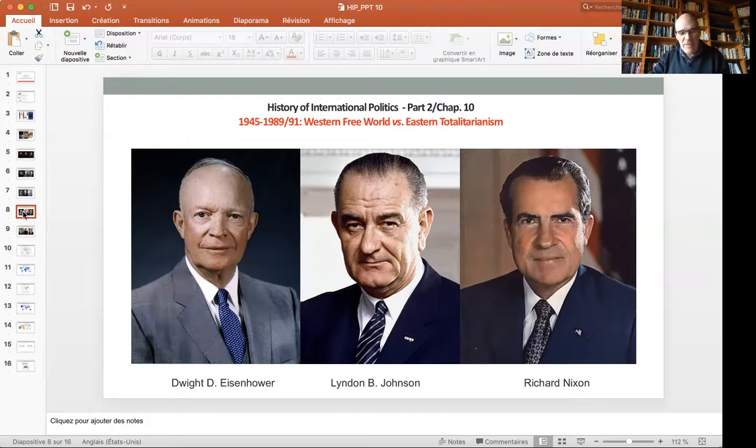And this doctrine was then applied in Vietnam. Vietnam had been a French colony. The French were defeated in 1954. The regime that came to power in North Vietnam was a communist one. It threatened the Western allies, South Vietnam, and therefore the Americans decided to intervene from the 60s onwards.